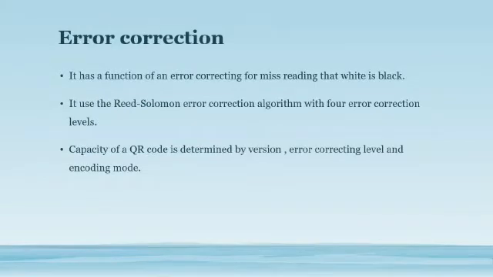Error correction. It has a function of error correcting for misreading, such as white being read as black. It uses the Reed-Solomon error correction algorithm with 4 error correction levels. The capacity of a QR code is determined by its version, error correction level and encoding mode.